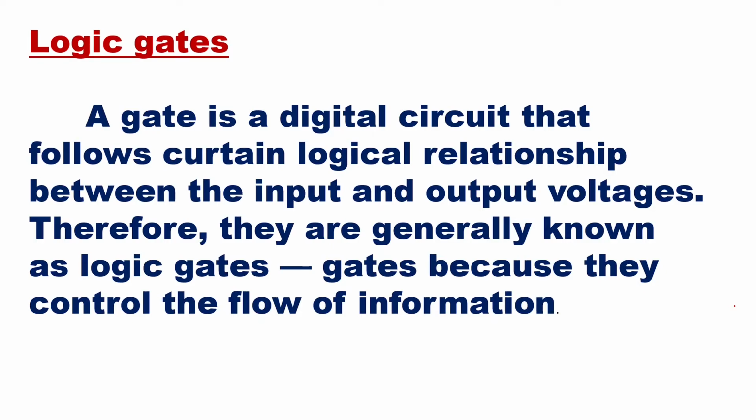Now here, first we'll see this definition. A gate is a digital circuit that follows a certain logical relationship between the input and output voltages. Therefore, they are generally known as logic gates. Say it is following a certain logic relationship between its input and output. So if you draw a gate block diagram, you can see here, if this is your gate block diagram, and you have certain inputs. Inputs can be 1, 2, 4, anything.